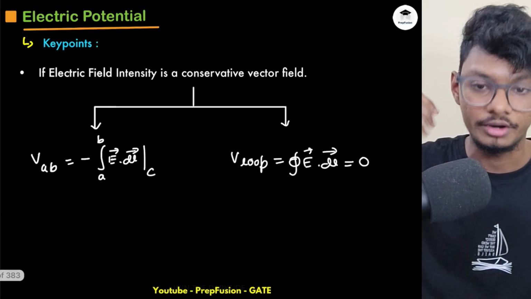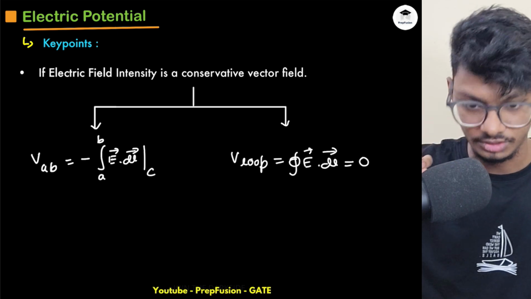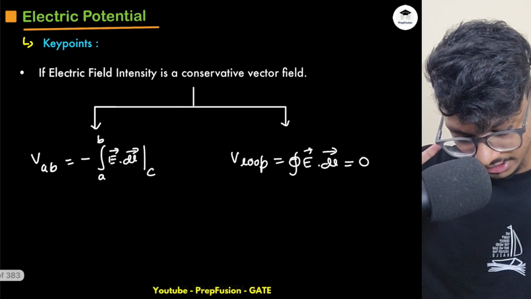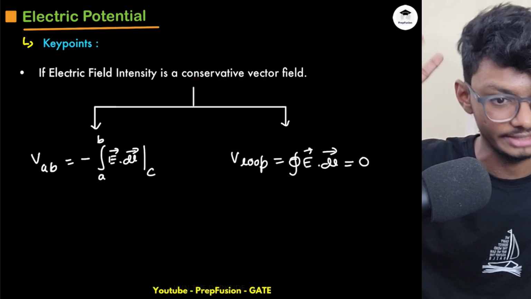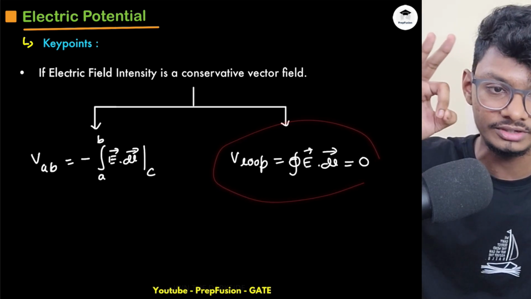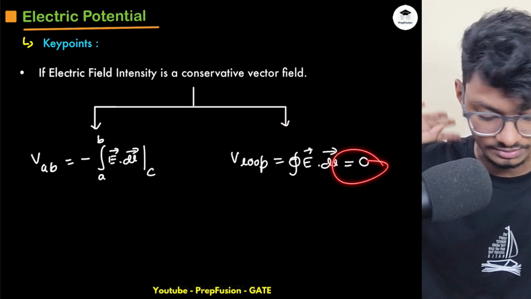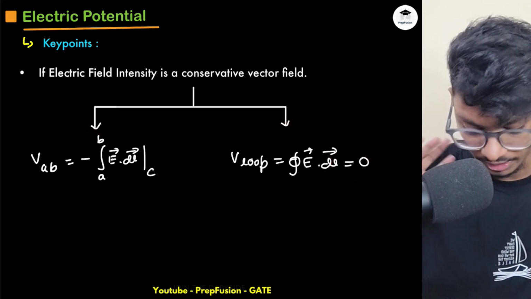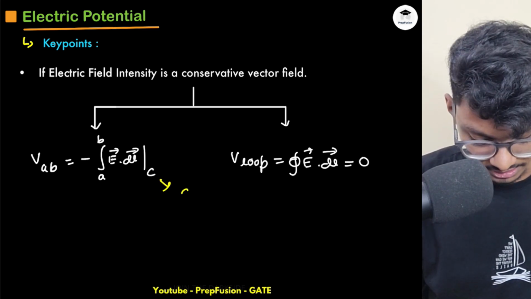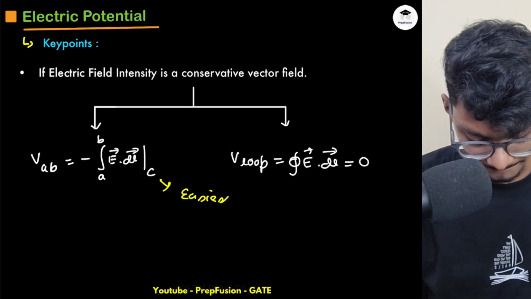Now we'll solve potential difference, how to find the potential difference. There are two methods. We know that electric field intensity is a conservative vector field. So if you compute the line integral of the electric field in a loop, it will always be 0. If you have to compute it between 2 points, I can choose the easiest path.